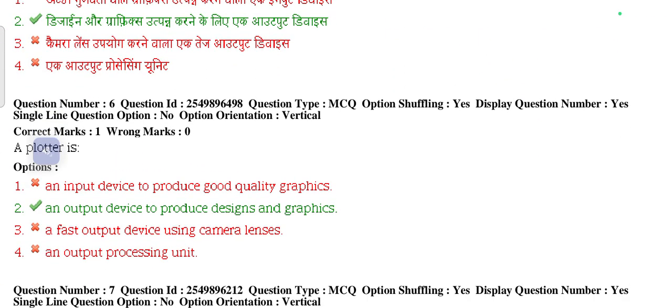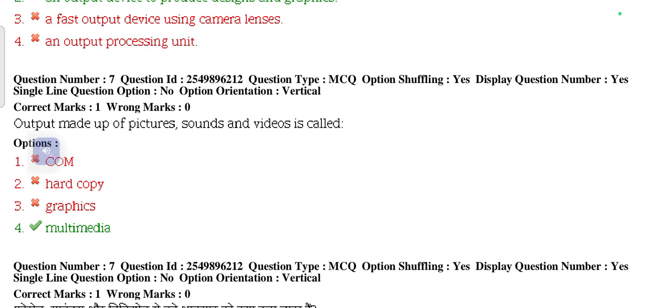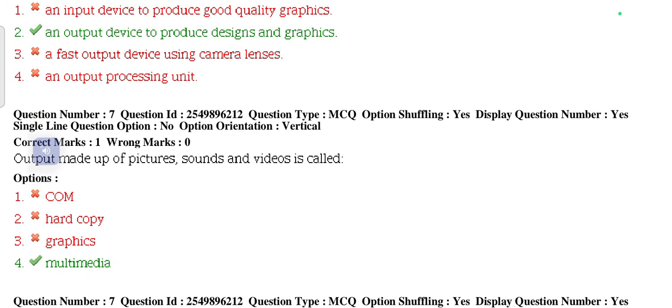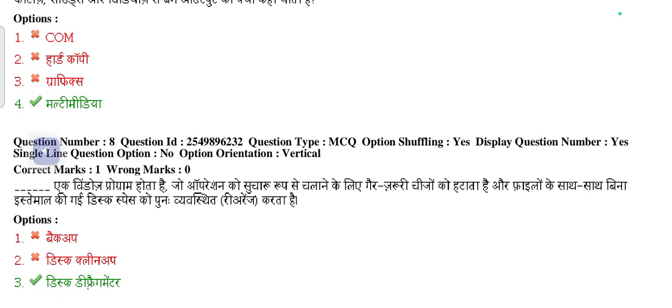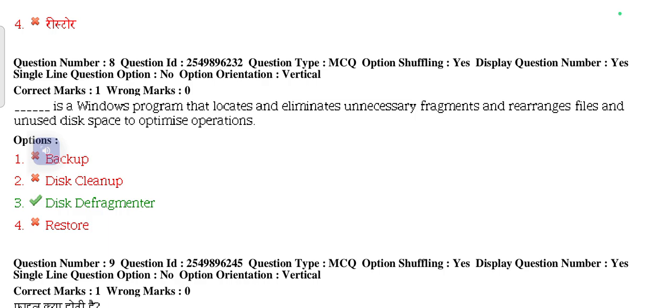A plotter is an output device to produce designs and graphics. Output made up of pictures, sound and videos is called multimedia. Dash is a Windows program that locates and eliminates unnecessary fragments and rearranges files and unused disk space to optimize operation. Disk defragmenter.